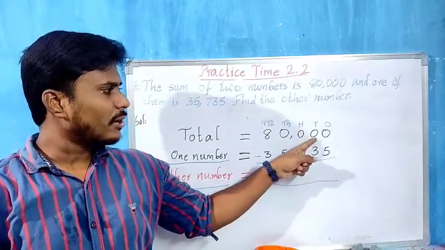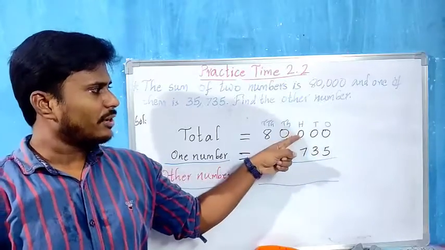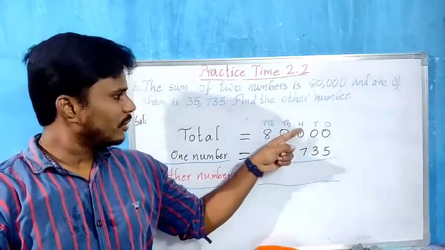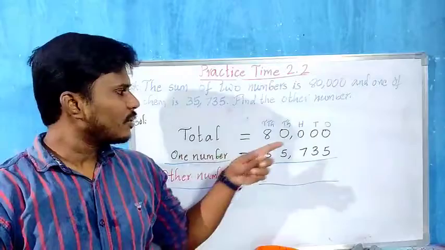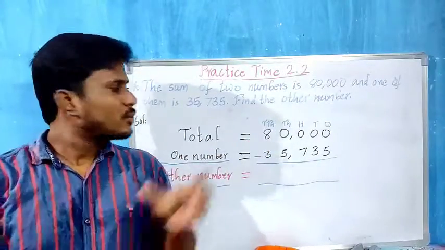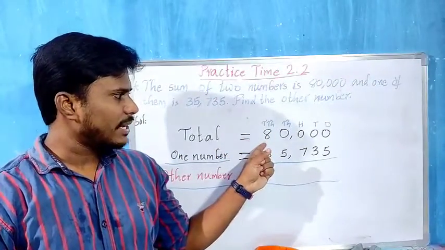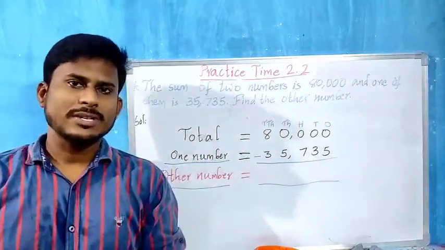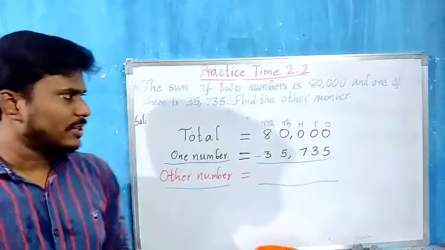In the tens column we have 0. Then we have to go for the hundreds column. Here also 0. Then thousands. Here also 0. Then 10,000s, children. So we have to regroup from the 10,000s place to the ones place, children. We have to convert in this way, children.